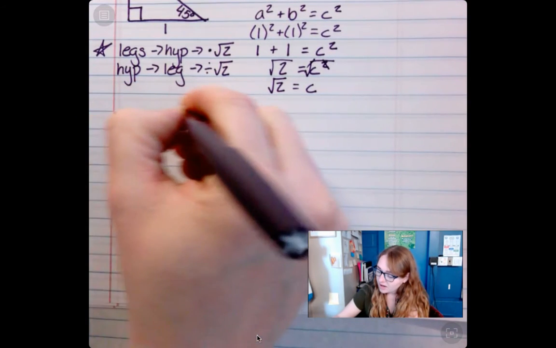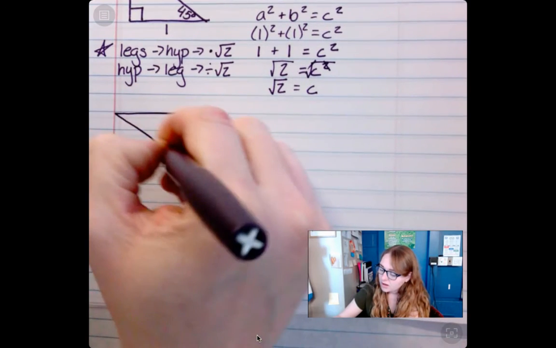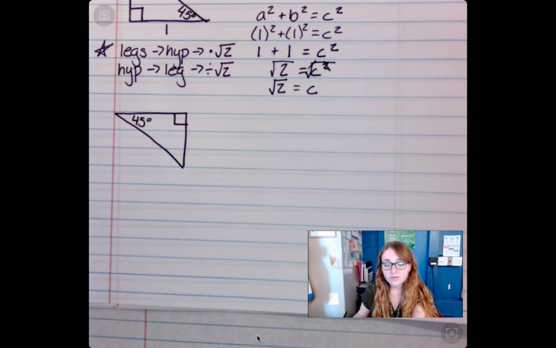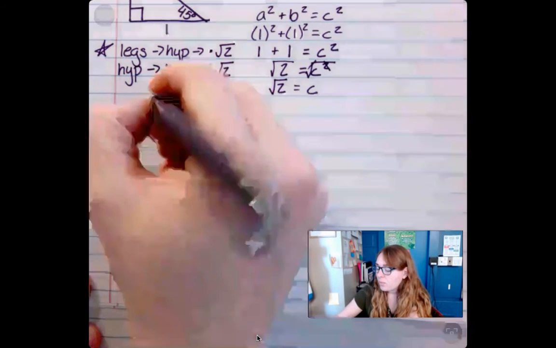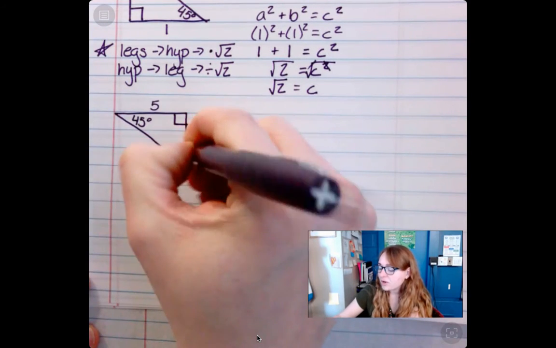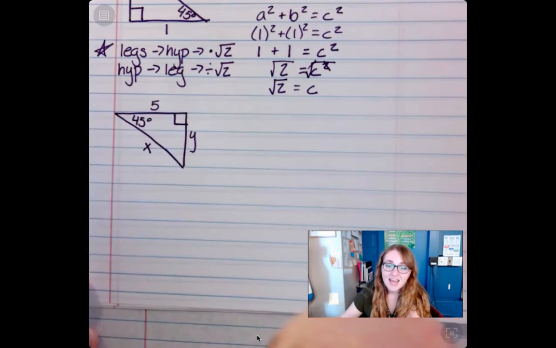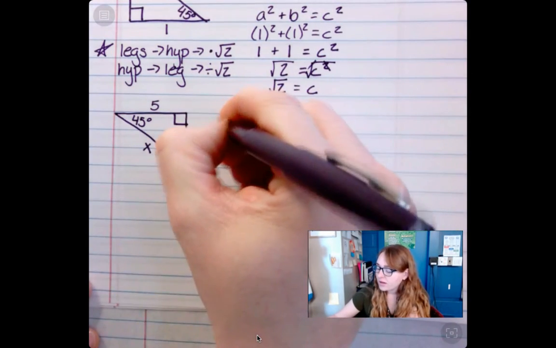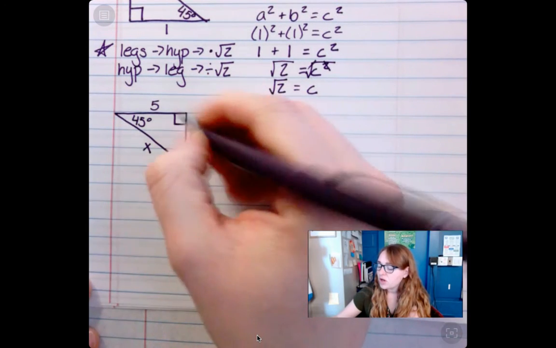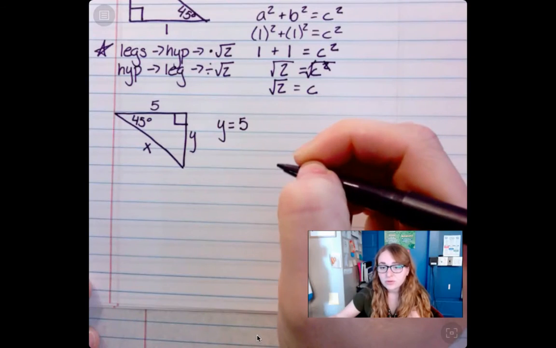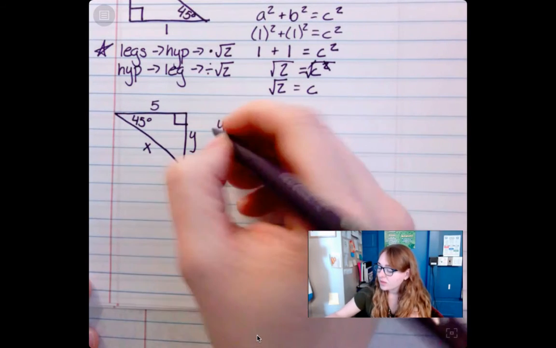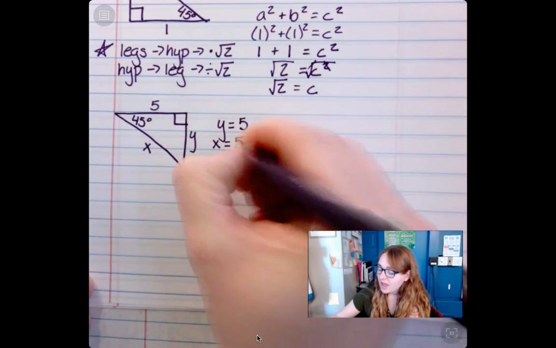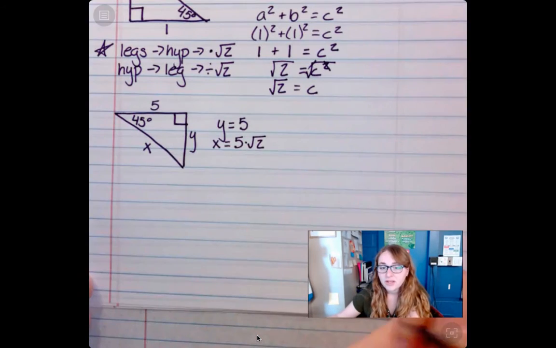Our first one here, we have our 90-degree angle, and one of the other angles is 45 degrees. So we know this is a 45, 45, 90 triangle. One of our legs is 5, the other one is y, and then our hypotenuse is x. Okay, remember that our legs are always equal in a 45, 45, 90 triangle. So we know that the other leg, y, is equal to 5, the leg. Okay? And then to get our hypotenuse, we're simply going to take the leg length and multiply it by root 2, getting 5 root 2.